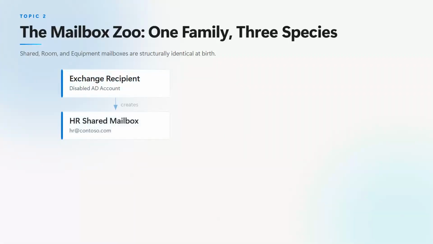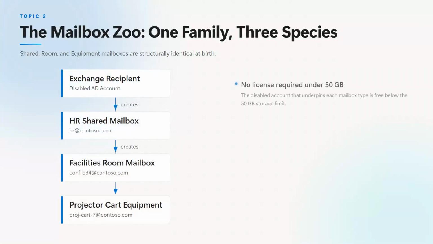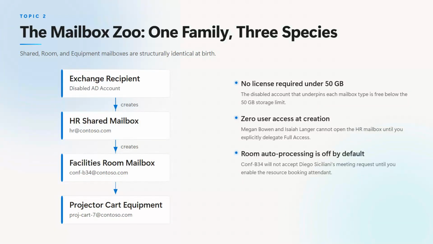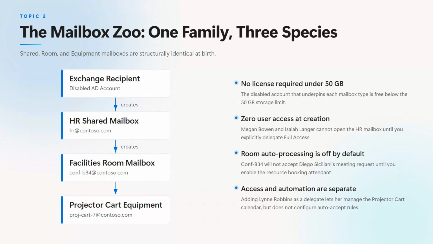When HR, facilities, and sales all need collaboration spaces, you don't buy 3 different products, you use one mailbox type with 3 flavors. Shared, room, and equipment mailboxes all sit on the same underlying object. Each gets a disabled Entra ID account that doesn't consume a license as long as the mailbox stays under 50 gigabytes. That makes them perfect for a team inbox, a bookable conference room, and a projector cart that people need to reserve. But here's the catch: creating the mailbox does not give anyone permission to open it. Access is a completely separate grant you'll handle later.